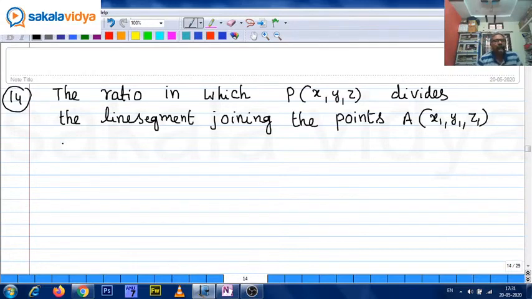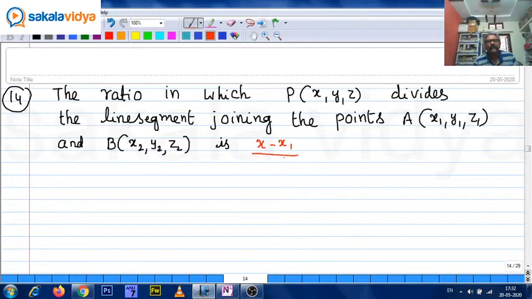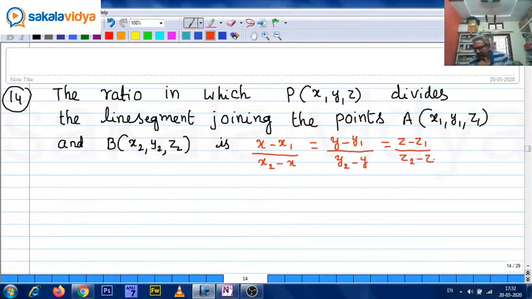A x1, y1 and B x2, y2 is, so you can remember like this: x minus x1 by x2 minus x is equal to y minus y1 by y2 minus y, equal to z minus z1 by z2 minus z. In 3 ways you can find out. So next, 15th point.